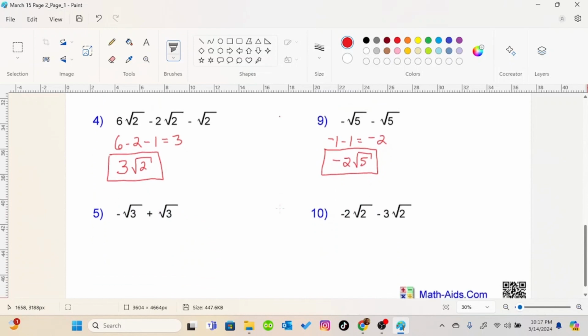Number 5. These are both square root of 3, so we can combine them. This is negative 1 plus 1, which equals 0. So our final answer is 0.